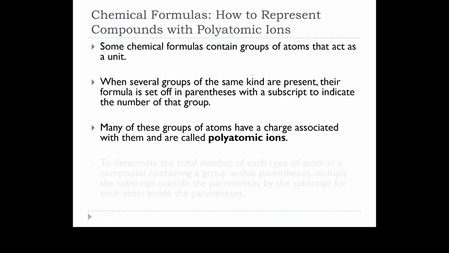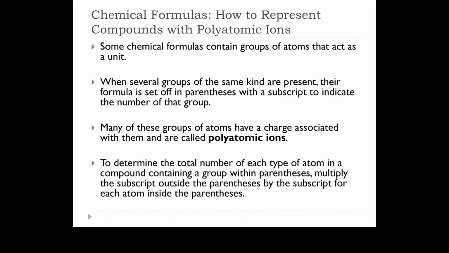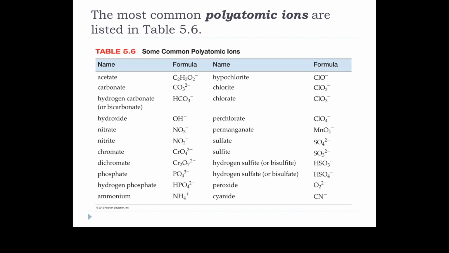And so I've got a list of them for you on the next slide here that shows you some of the polyatomic ions. What I need you to be able to do is recognize these things. If I say nitrate, I need you to know that that's NO3, and I need you to know that it's got a -1 charge, right? When I say acetate, I need you to know that's CH3COO with a -1 charge.